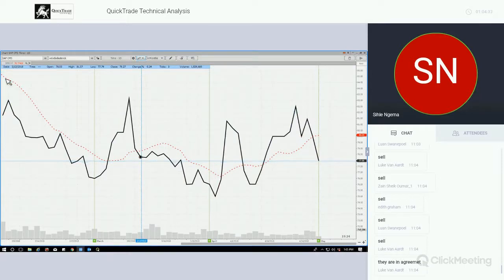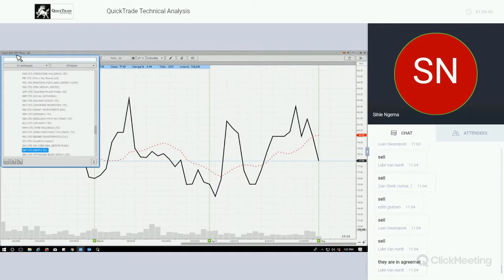Let me look at another stock. Let me look at gold. I haven't looked at gold in a while. Let's just have a look at gold and see if we can see anything exciting there.